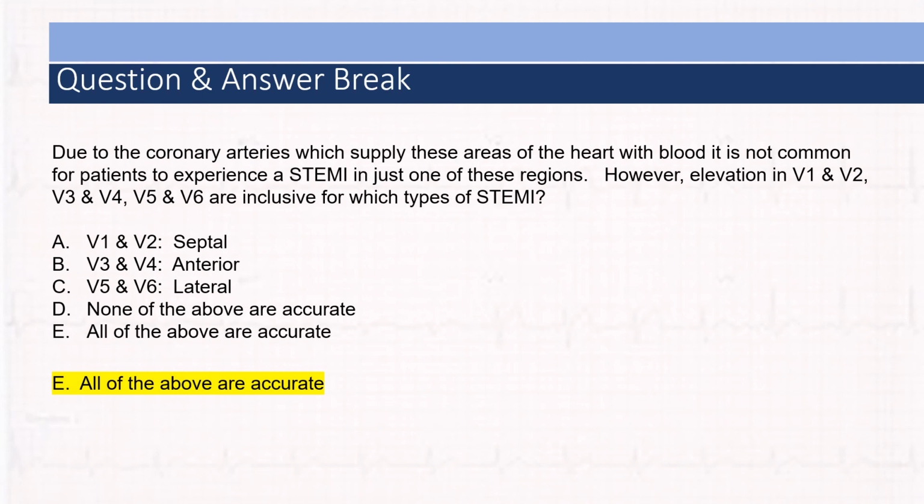V1 and V2 look at the septal wall. V3 and V4 look at the anterior wall. V5 and V6 look at the lateral wall. Some use the mnemonic SAL to recall this.